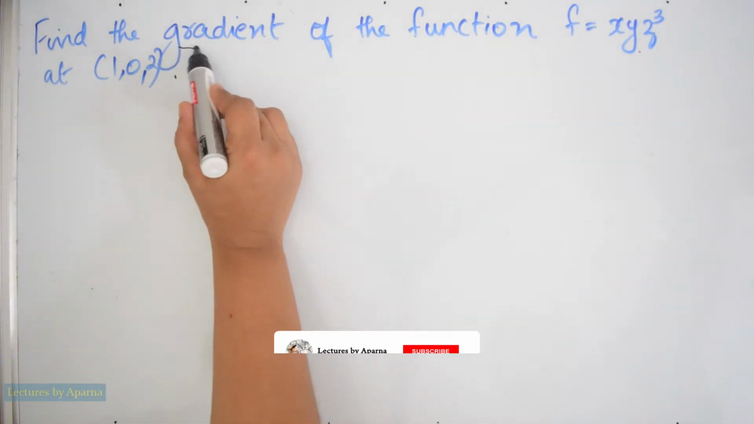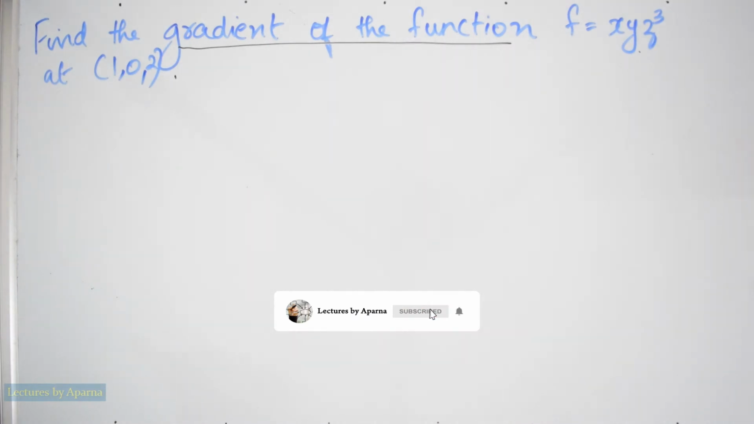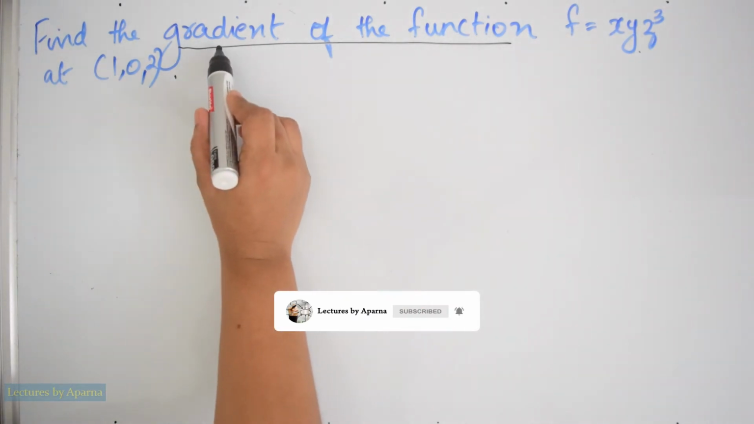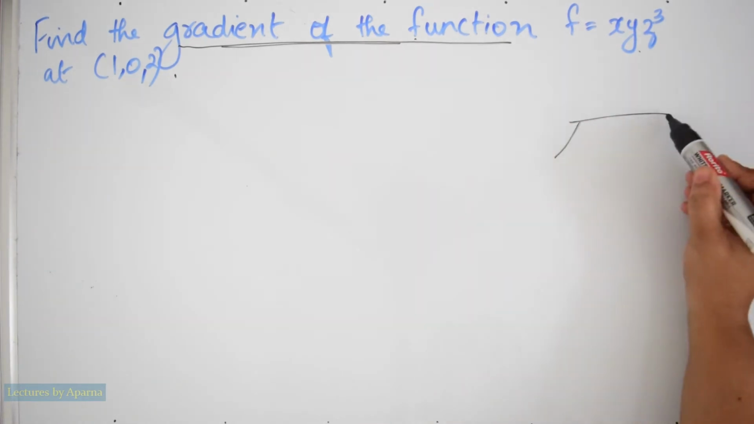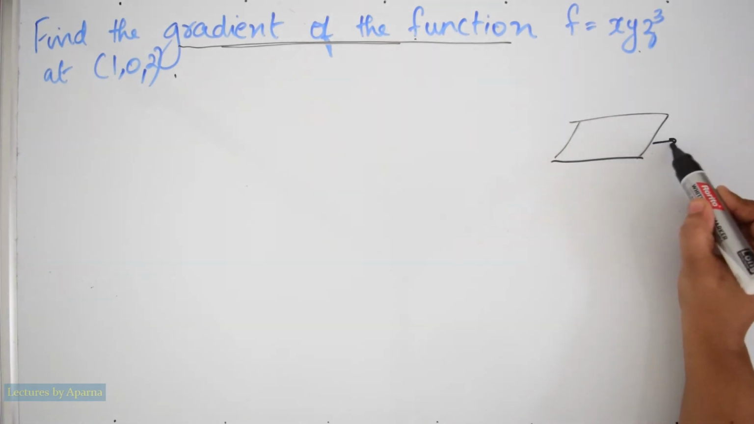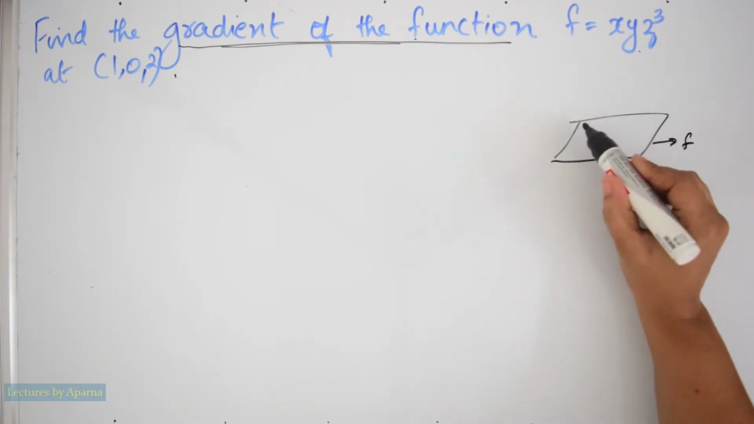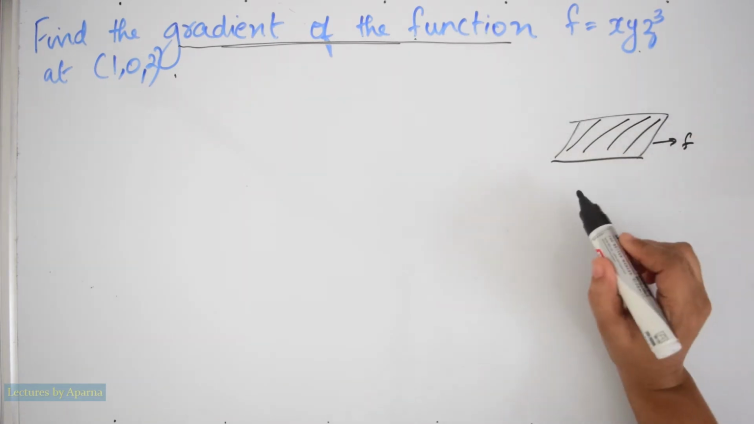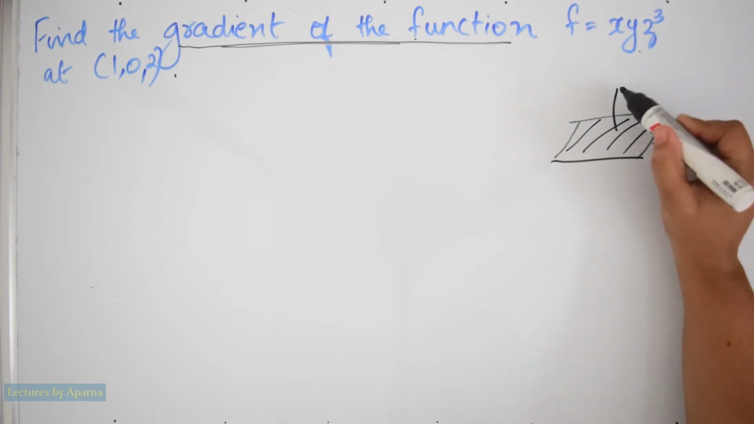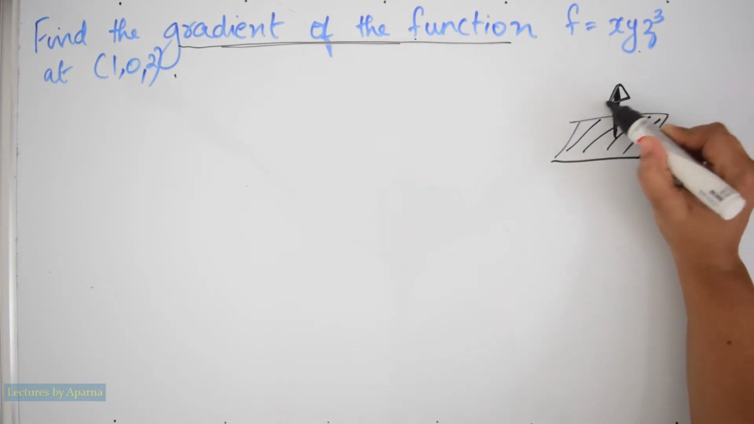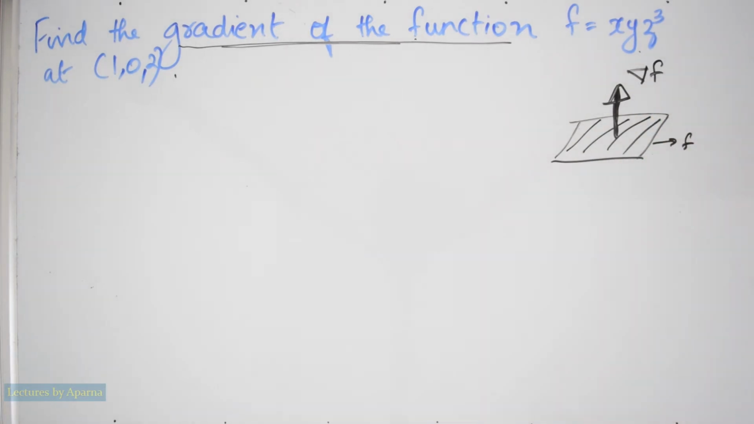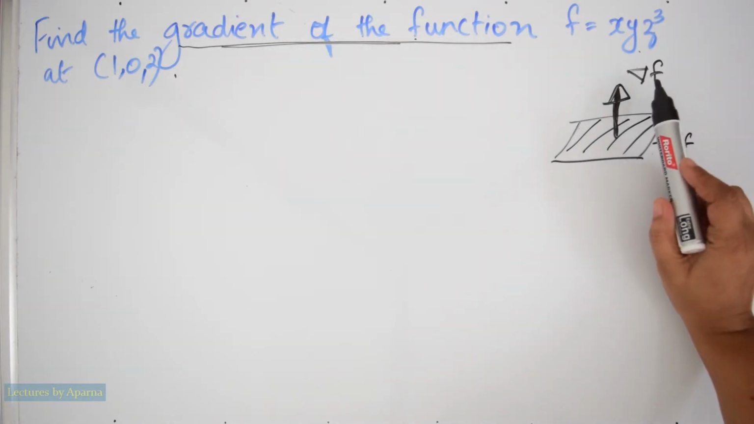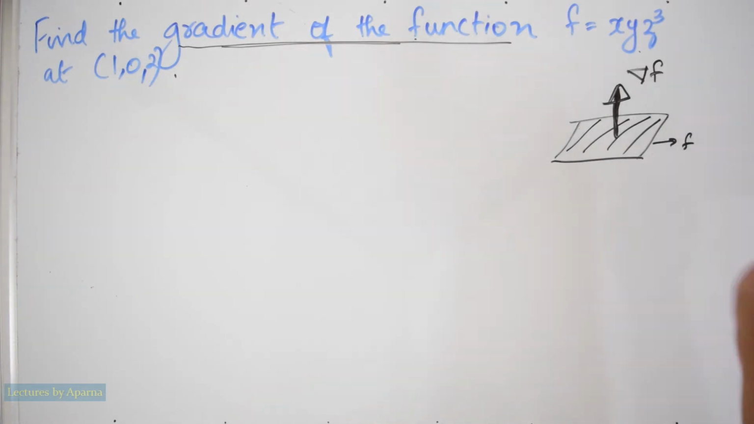So here we have to find the gradient of a function. First we have to know the concept of gradient. If there is a surface f, what is del f? Del f will be a vector that is perpendicular to this surface. So this is del f. Here we have to find this del f, which is the gradient of the function.